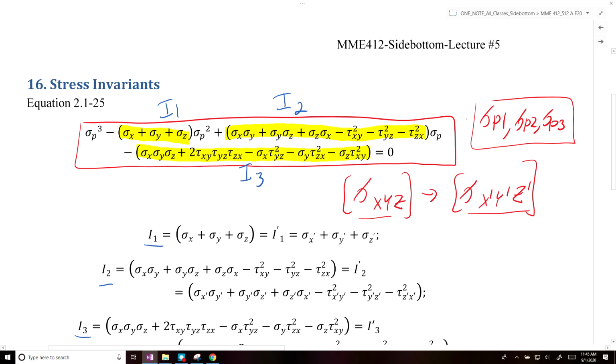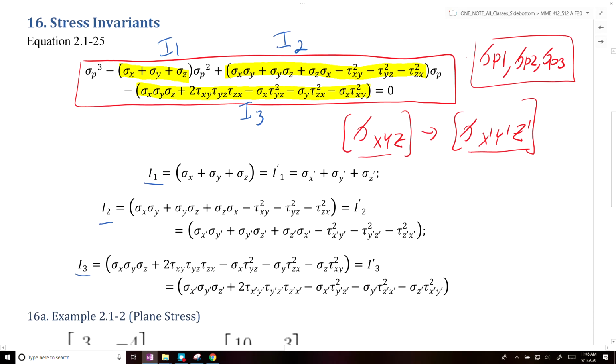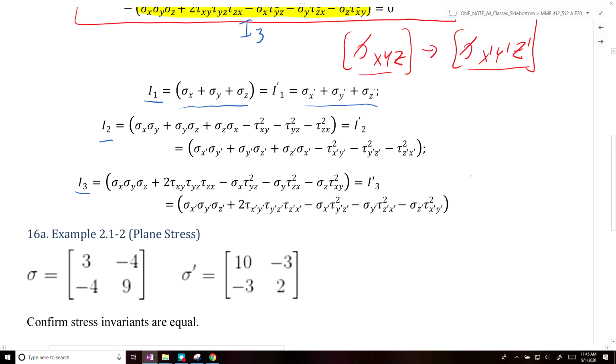Since the principal stresses must be equal for both the x, y, z and the x prime, y prime, and z prime conditions, you can check whether the invariants are equivalent to see if you performed your transform correctly. If your stress invariants are equivalent, that means they have the same principal stresses, and your transformation was at least to an equivalent state of stress, if not probably correct. So please use the stress invariants to check yourself when you do a stress transformation.